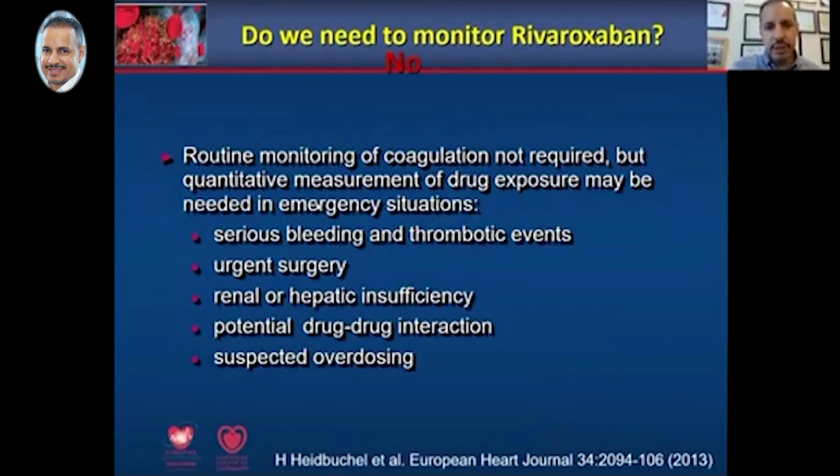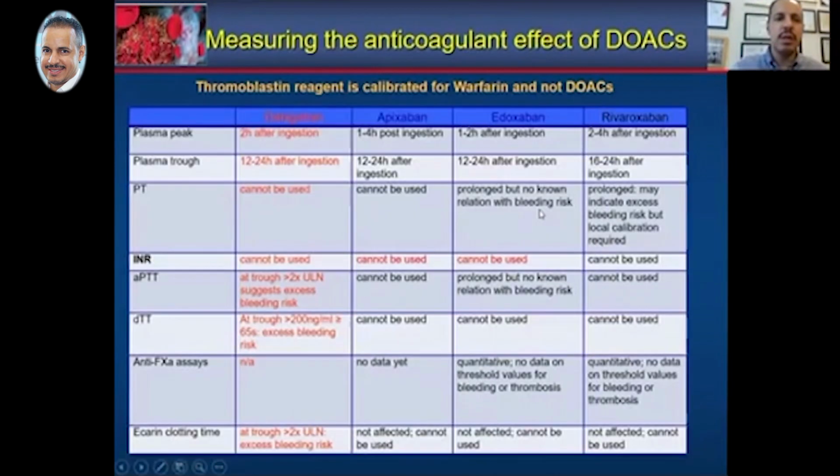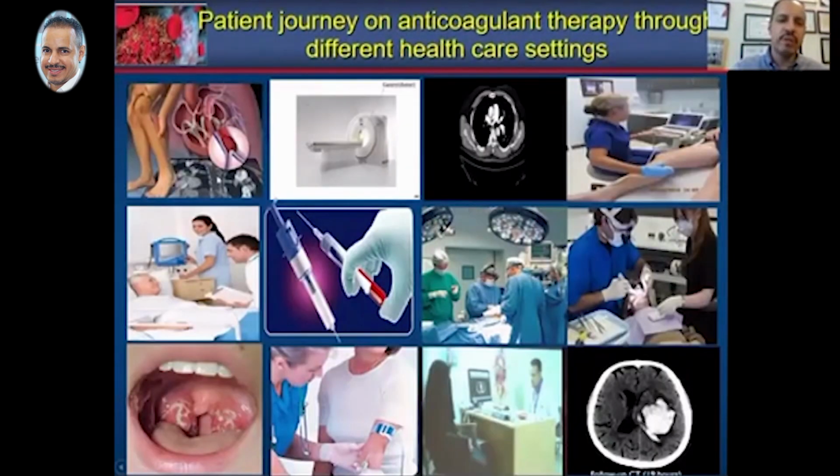So do you need to monitor DOACs? We don't need to monitor unless you have serious bleeding, a thrombotic event like breakthrough, urgent surgery, renal or hepatic dysfunction, potential drug-drug interaction, or suspected overdosing. Just important: when we say monitoring, it means measuring the effect of the drug and adjusting the dose. Here, this is a quantitative measurement of the drug exposure.